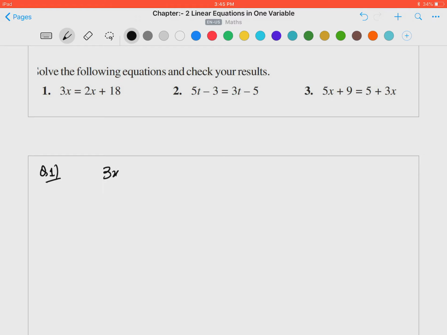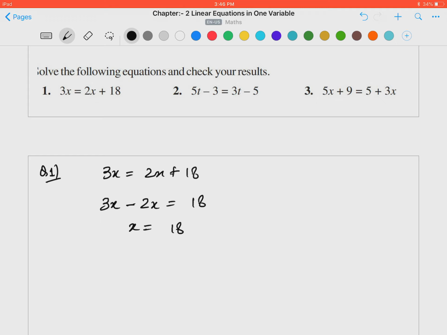Here we have 3x equals to 2x plus 18. Like I said, we'll shift the variable term to one side and the non-variable term to the other side. So on the left hand side we already have 3x, and this 2x will be shifted to the left hand side, so it will become minus 2x equals to 18. So this 3x minus 2x will be x equals to 18. Okay, so we got the value of x, which is 18.